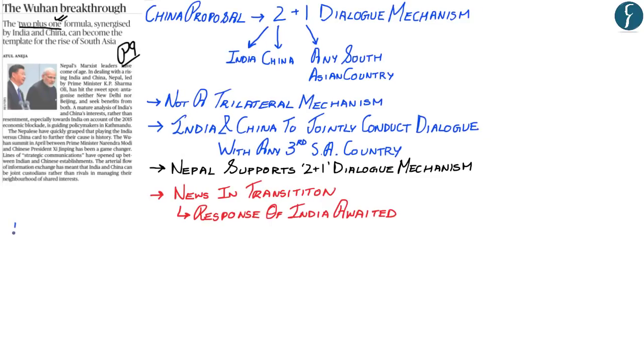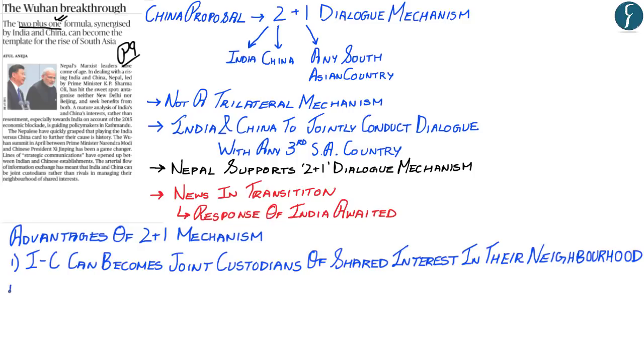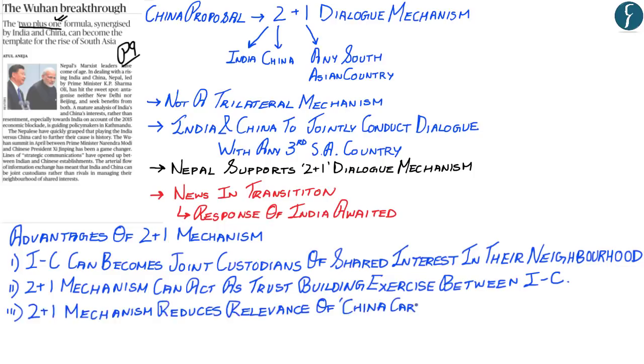Now the article has highlighted various advantages of the 2 plus 1 mechanism. The first advantage highlighted by the author is that India and China can become joint custodians of shared interest in their neighborhood. The second advantage is that the 2 plus 1 mechanism can act as a trust building exercise between India and China. And the third and final advantage is that the 2 plus 1 mechanism reduces the relevance of the China card, which has been used by India's neighbors to pressurize India.